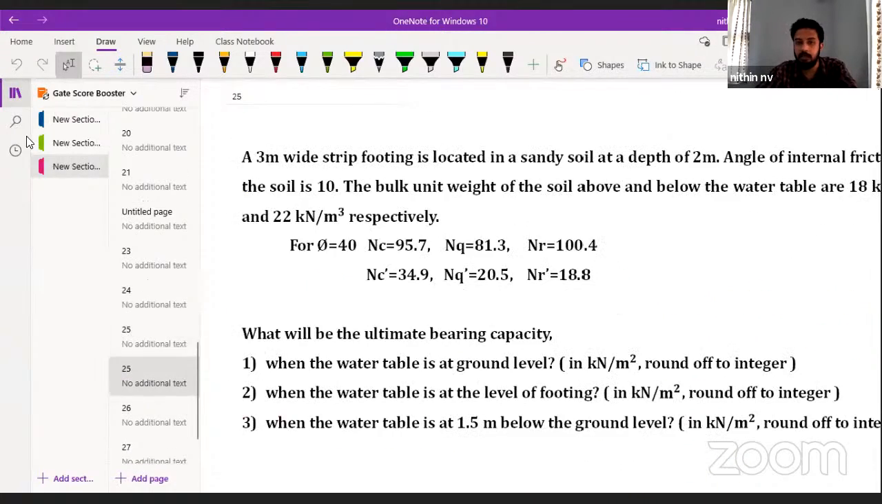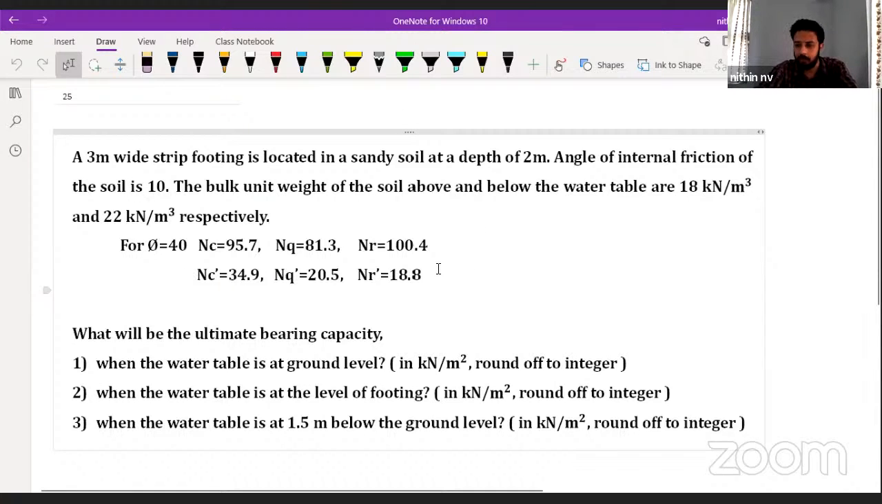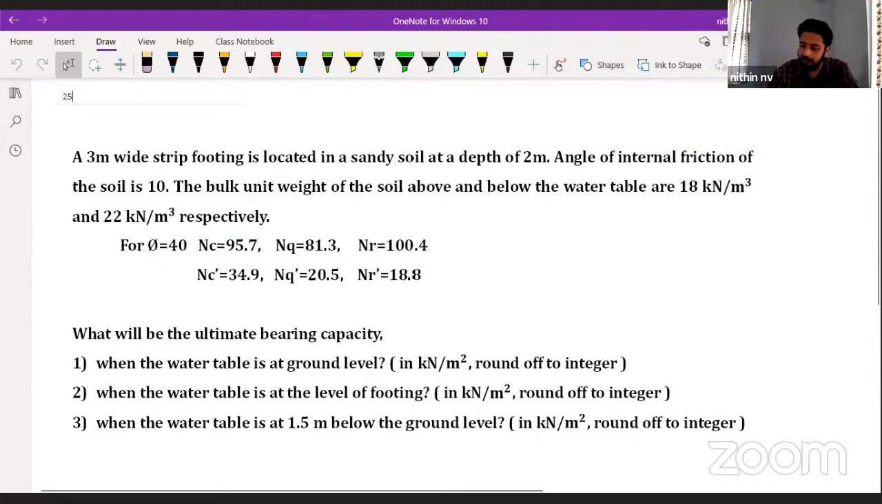And this question I will ask: can you please look at the question and tell me, will you take NC or NC dash? Can you please look at the question data and tell me? No need to solve now. We are going to end the session. I will give you the answer as a PDF. You simply tell me NC dash or NC. What will we take? Very good. NC we are going to take because here the phi value is greater than 28.